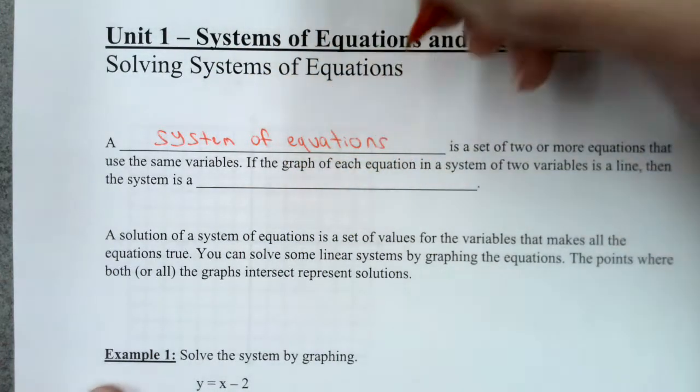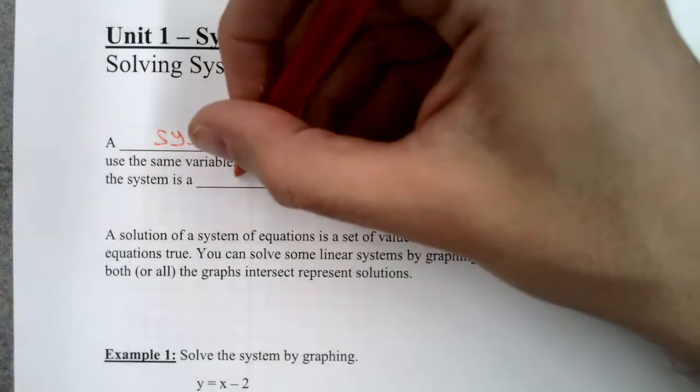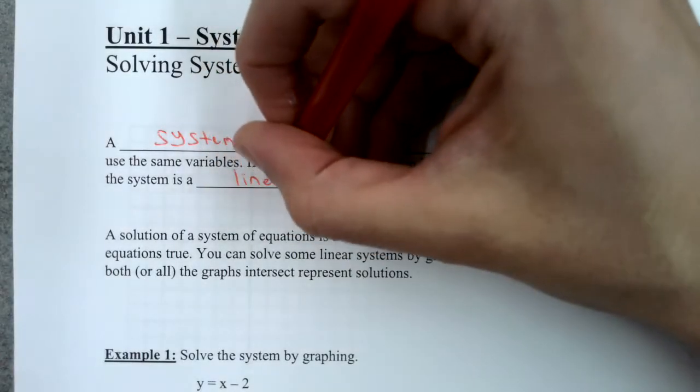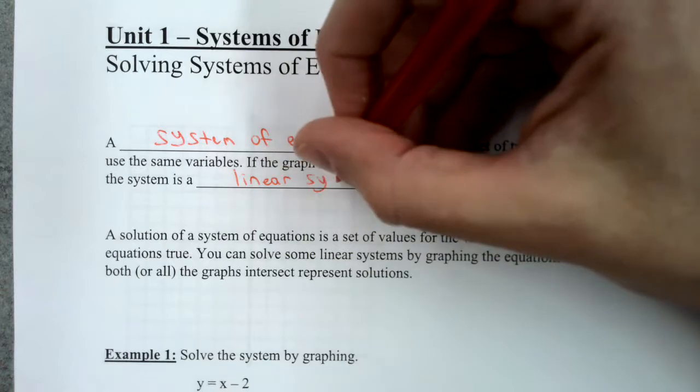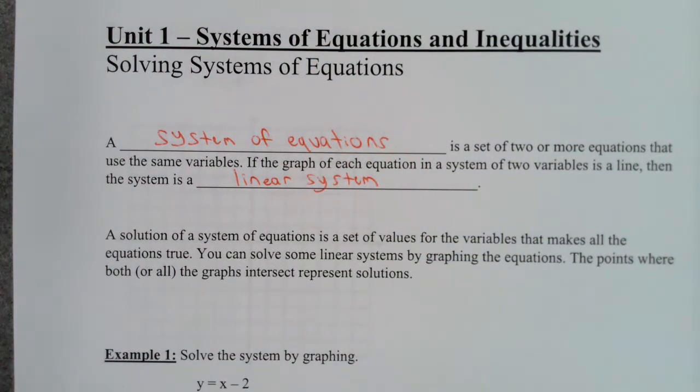A system of equations is a set of two or more equations that use the same variables. If the graph of each equation in a system is a line, then the system is called a linear system. A solution of a system of equations is a set of values that makes all the equations true.